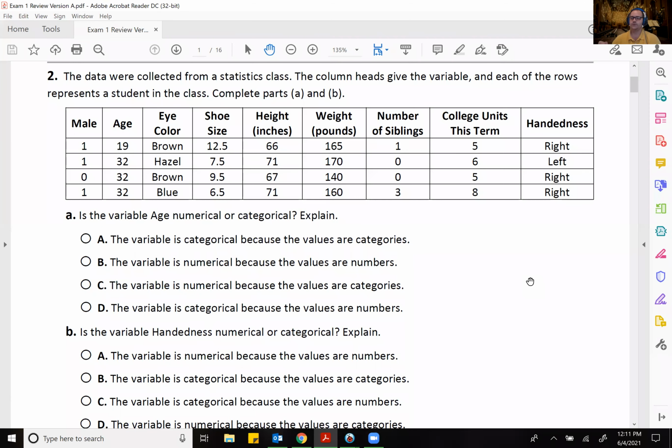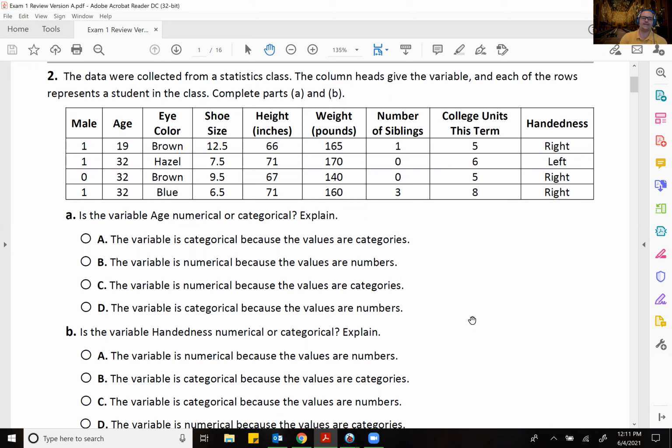That's right. Although remember, just because your values are numbers doesn't always mean it's numerical. Think again with numerical, when you have numbers, think of it, is this a measurement? Because numerical values are often measurements. So age is definitely a measurement in years.